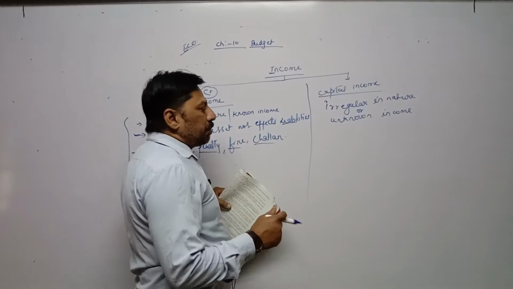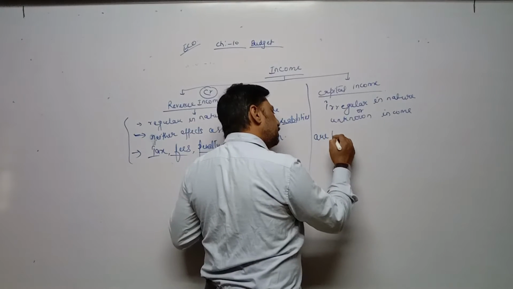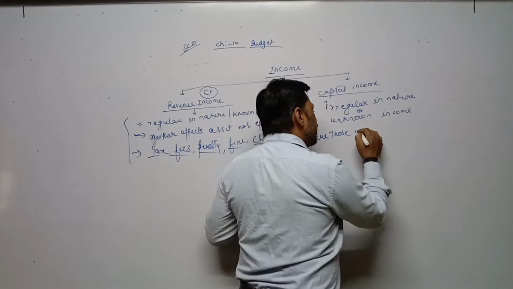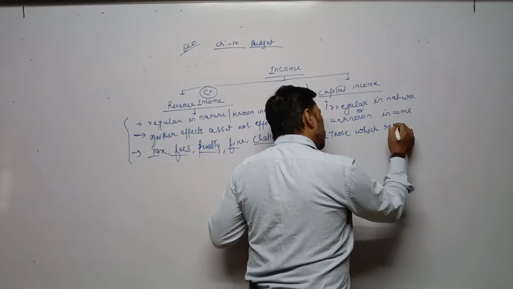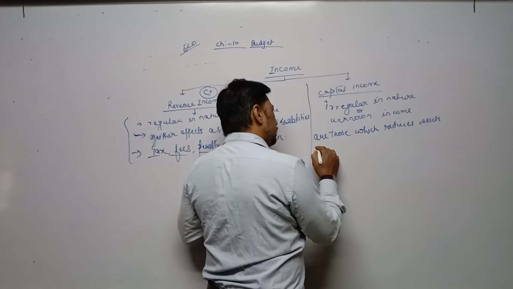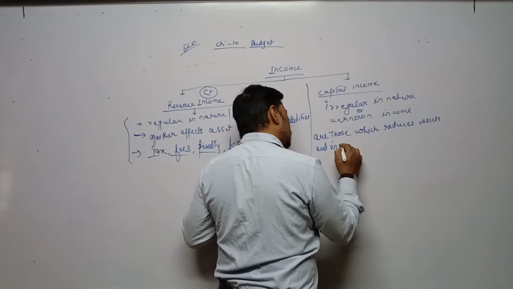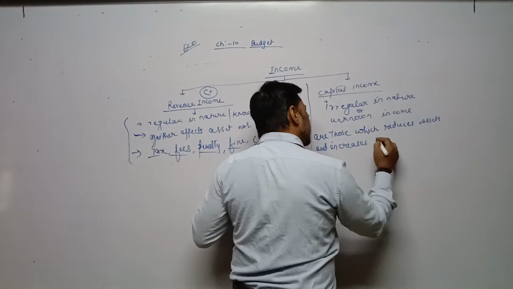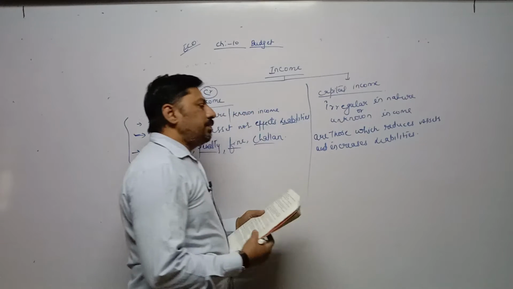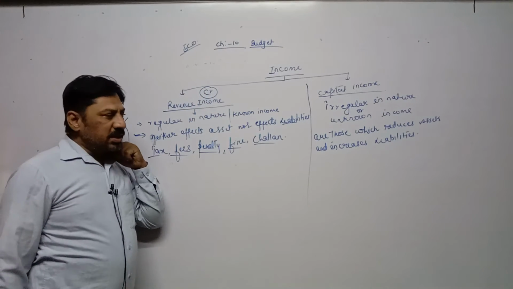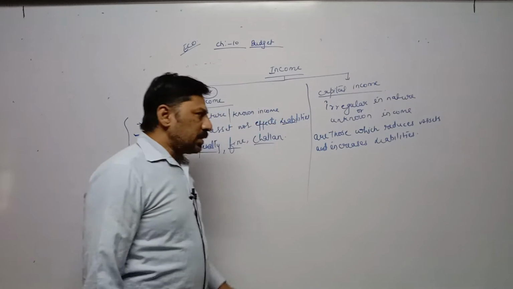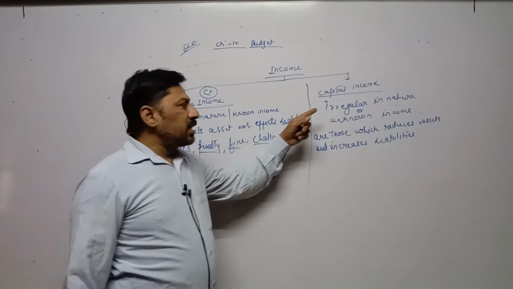Now technically, capital incomes are those incomes which reduce assets and increase liabilities. So any income which reduces the assets of the government and increases the liabilities of the government is considered as capital income.